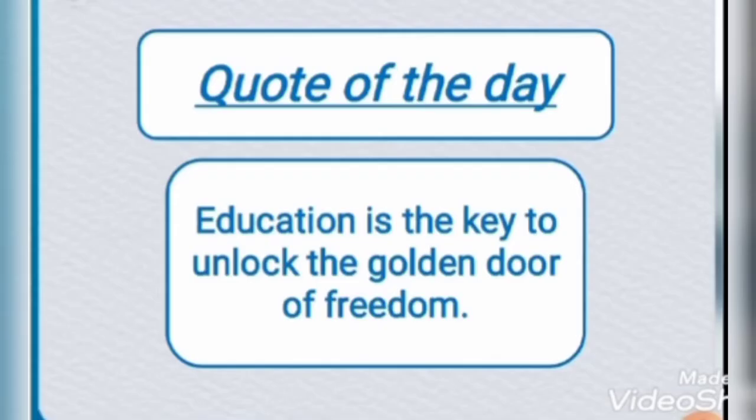Quote of the day: Education is the key to unlock the golden door of freedom.